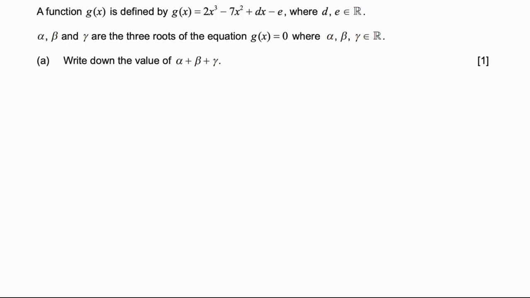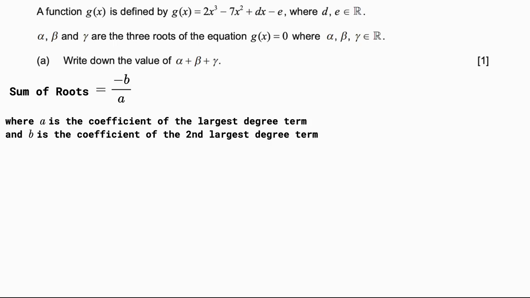So this part is quite straightforward. We could actually use the formula negative b over a to compute the value for the sum of the roots. So basically in this formula, the a essentially is the coefficient of the largest degree term. So in this case, a is 2 and b is the coefficient of the second largest degree term. The second largest degree over here is obviously 2, and the coefficient of x squared, or negative 7x squared over here, is negative 7.